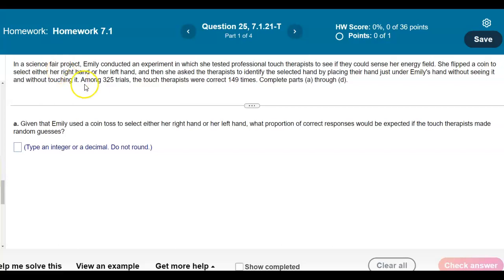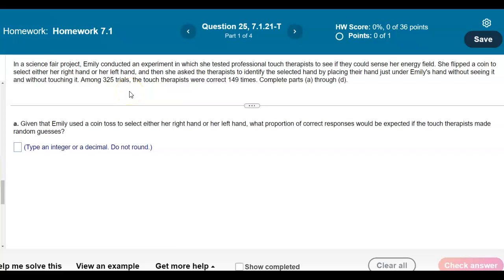In a science fair project, Emily conducted an experiment in which she tested professional touch therapists to see if they would sense her energy field. She flipped a coin to select either her right hand or her left hand, and then she asked the therapist to identify the selected hand by placing their hand just under Emily's hand without seeing it and without touching it.